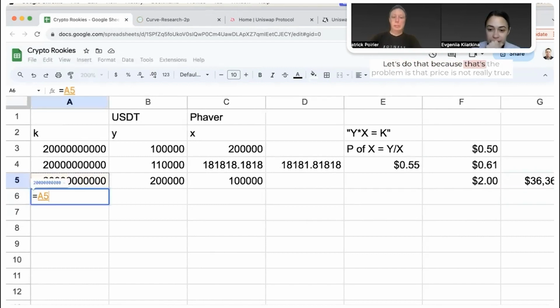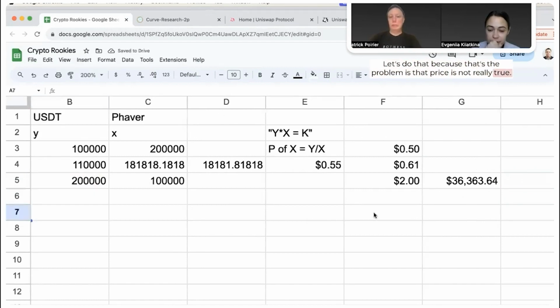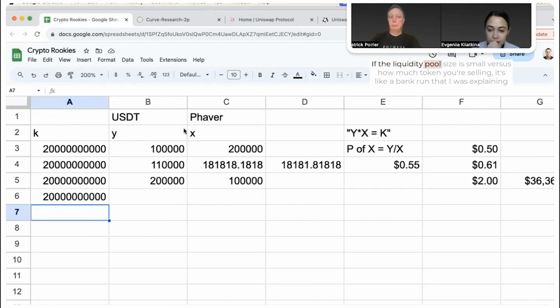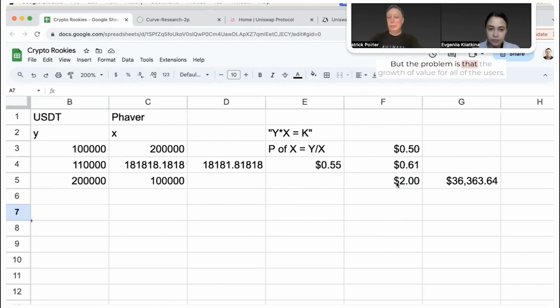Let's do that. Because that's the problem: that price is not really true if the liquidity pool size is small versus how much token you're selling. It's like a bank run that I was explaining the other day: the amount of token in that pool acts as a bank. But the problem is that the growth of value for all users is way too fast compared to what it should be, because the bank is way too small compared to the entire value that is created.